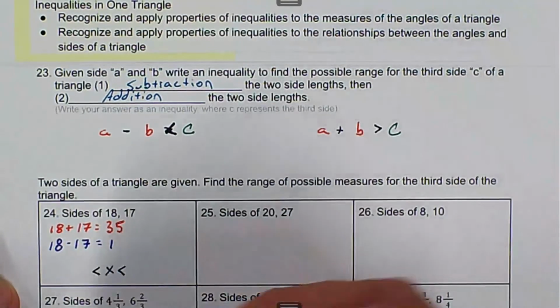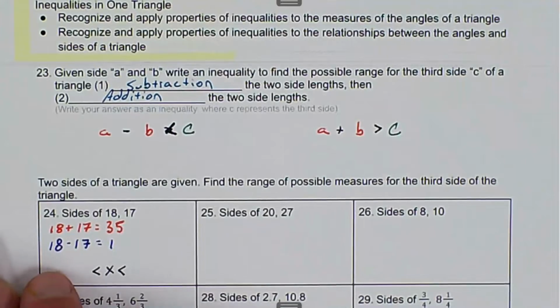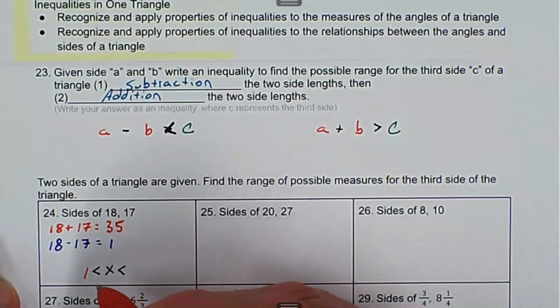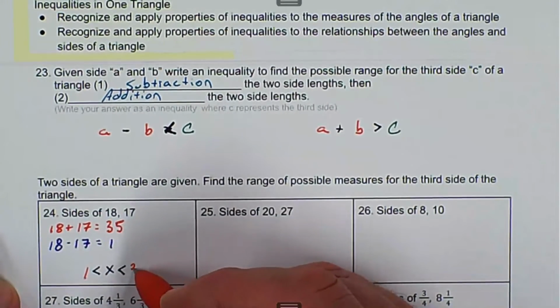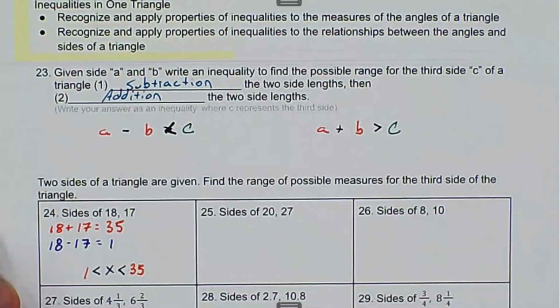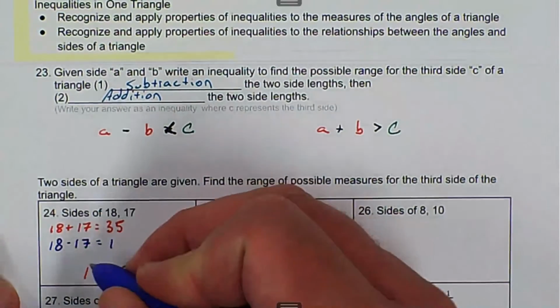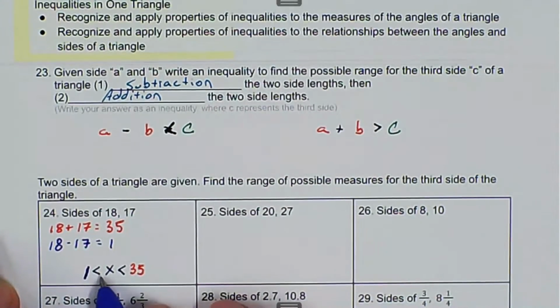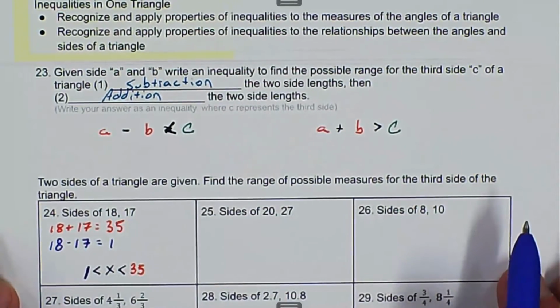35 is bigger. So we go 0, 1, 2, 3, 4, 5, 6, 7, 8, 9, 10, 35. So 0, 1, all the numbers in between, all the way up to 35. And that is our compound inequality. 1 is less than x is less than 35.